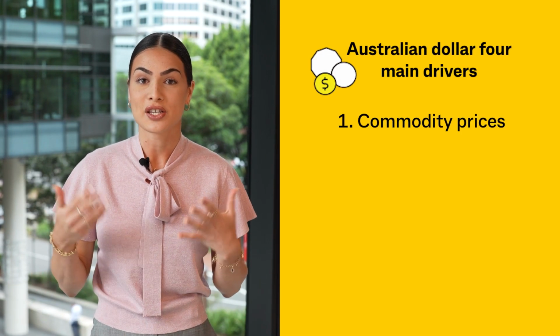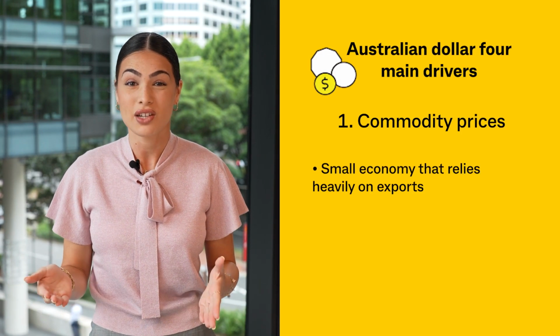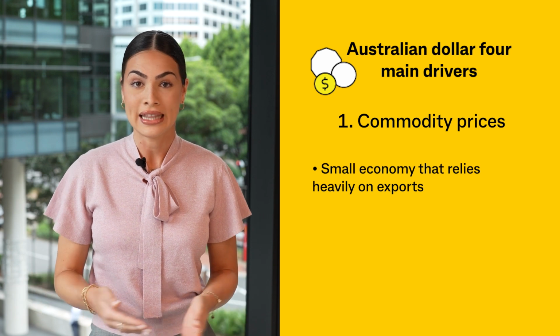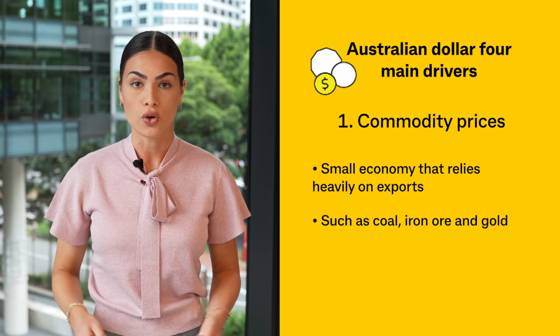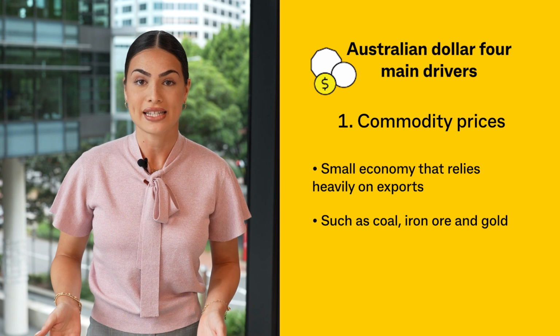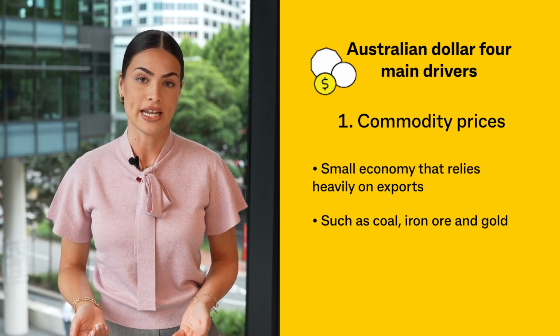The first are commodity prices. So Australia is a small open economy that is heavily reliant on its exports, and these include coal, iron ore, and gold. So when these commodity prices lift, the Australian dollar also tends to increase.